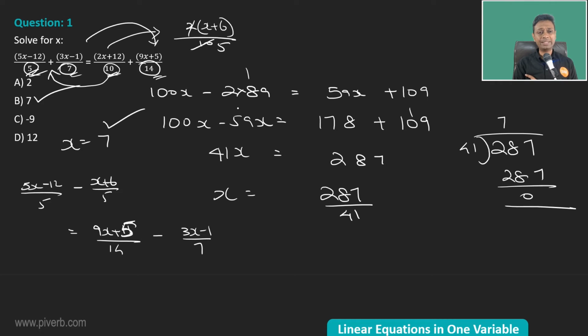2x plus 12 by 10 is (x + 6) by 5. So there are two terms with denominator 5, easier to put them on the same side. The other two terms put together: one has a denominator of 7, another has a denominator of 14. Brilliant. 2 times 7 is 14. Taking LCM is very easy.